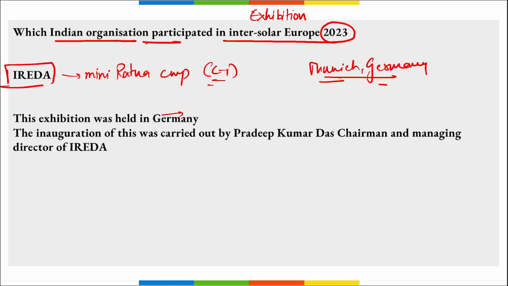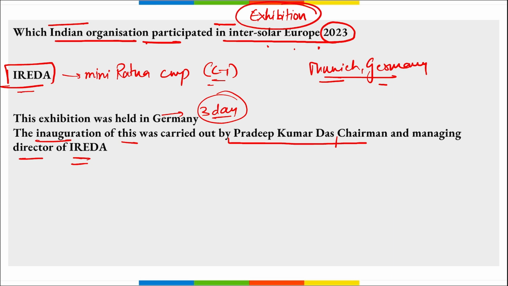This was a 3-day long exhibition, and the inauguration was carried out by Pradeep Kumar Das, Chairman and Managing Director of IREDA. This exhibition aimed at educating visitors on IREDA's initiatives on financing renewable energy projects in India. During this exhibition, IREDA officials attended meetings with various German banks to review the current progress and explore participation and partnership in various opportunities in the renewable energy sector. So which Indian organization participated in Intersolar Europe, an exhibition? It is IREDA.